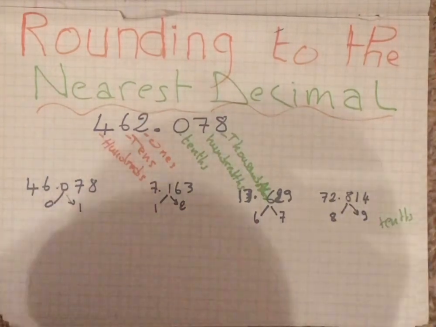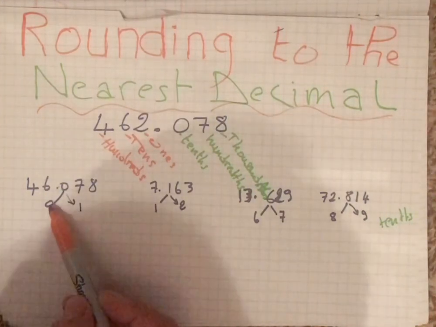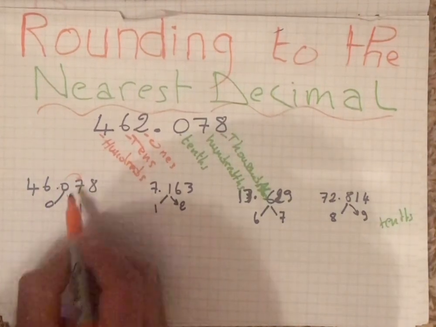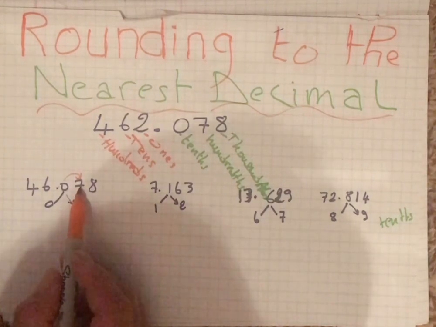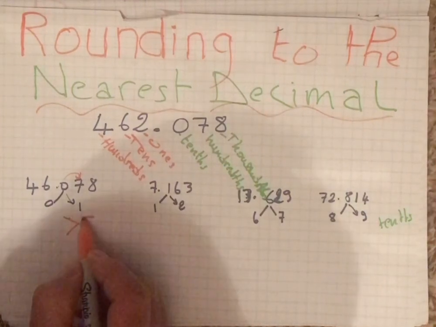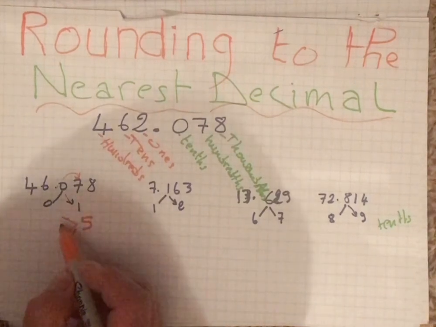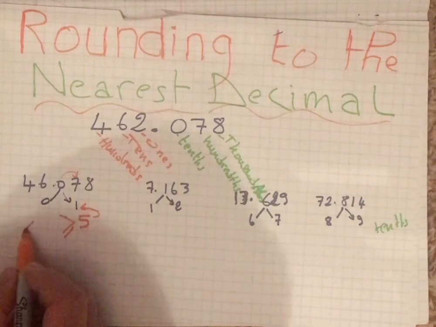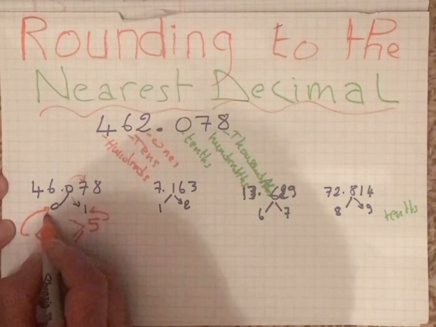So how to tell? How to tell whether this 0 will become 1 or stay 0? Always look at the next digit, which comes after the 0. This is the one which tells us where to go. If this digit is 5 or above, then we go up. If the digit is strictly under 5, then we go down.